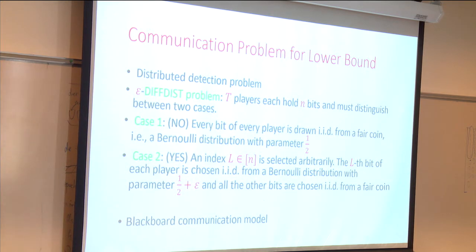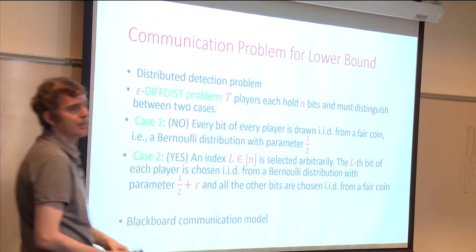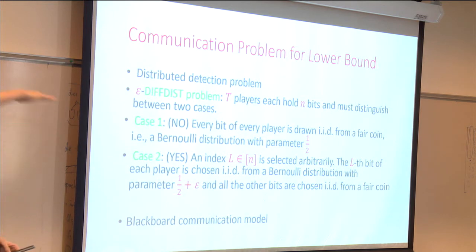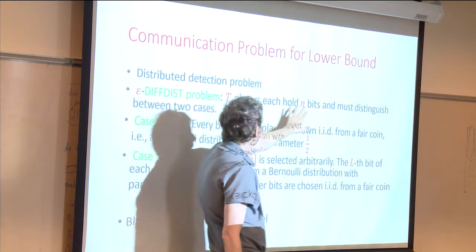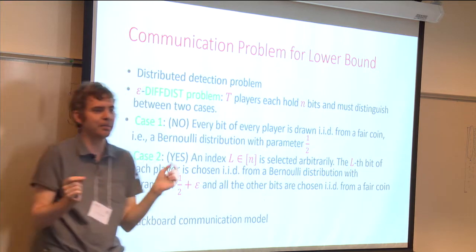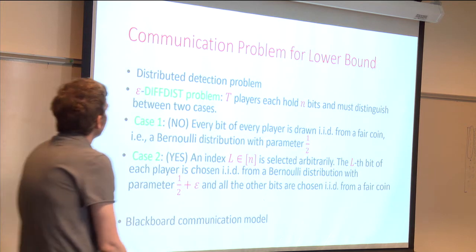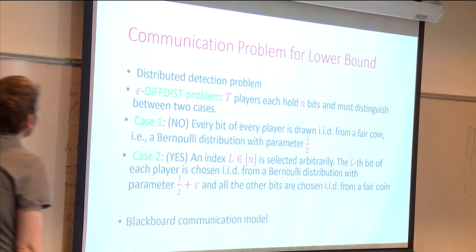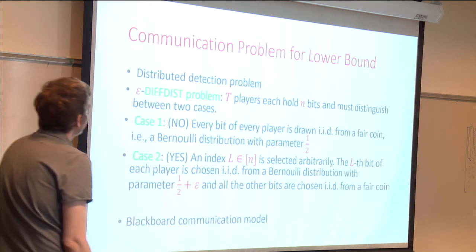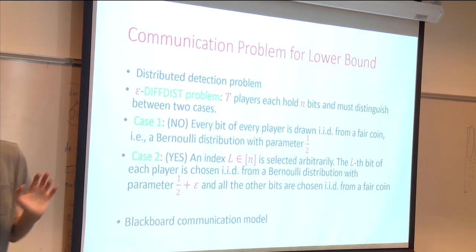And here's what the problem is. You're going to have t communication players. Okay, so the players are not corresponding to experts. The players are corresponding to days. Okay, so each of the t players is going to hold an n-bit string. Okay? These n bits, these are the n predictions of the experts on that day. And they must distinguish between two cases. There's a no case where every bit of every player is an independent fair coin toss.